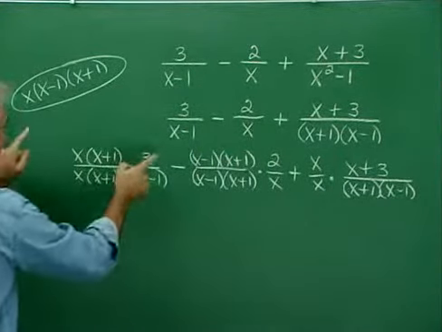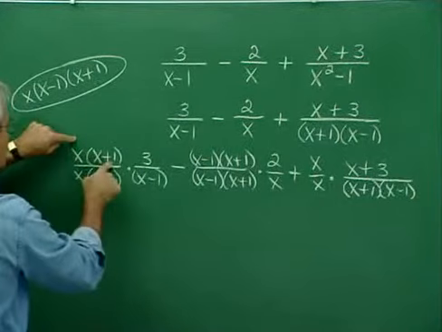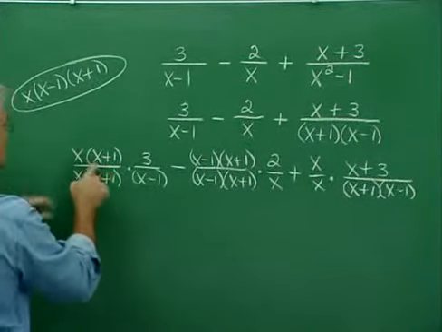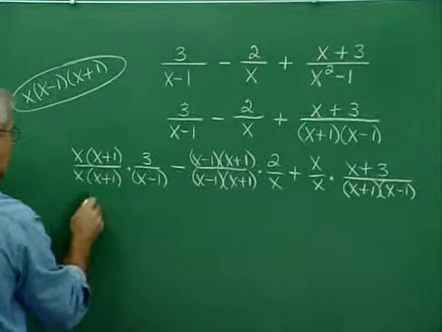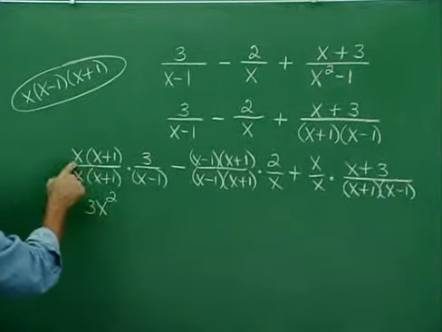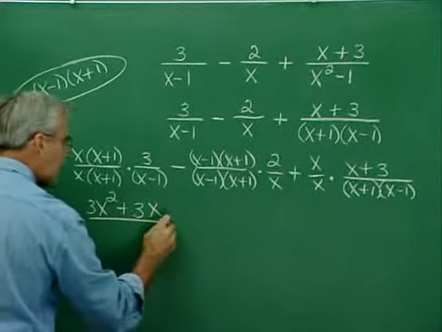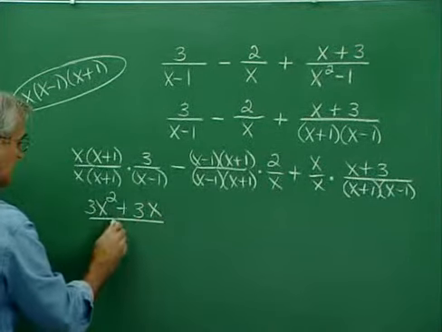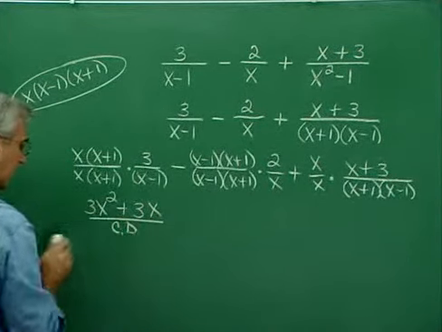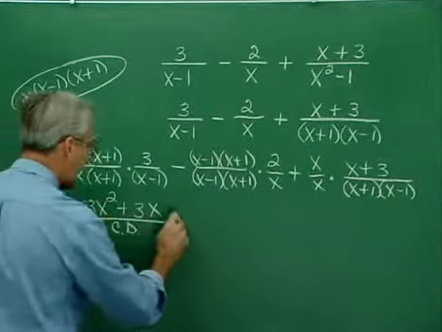In the numerator here, we have 3 times x plus 1. Now, that's 3x times x is 3x squared. 3x times 1 is 3x. And all of this is over the common denominator. Now, in the interest of time, I'm going to put CD for common denominator. All right, then over here we have minus.